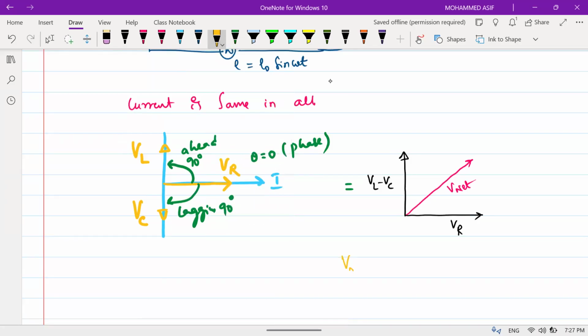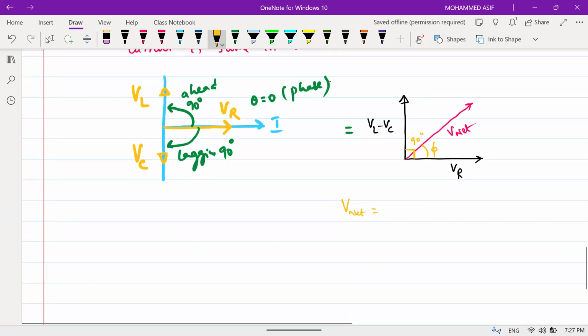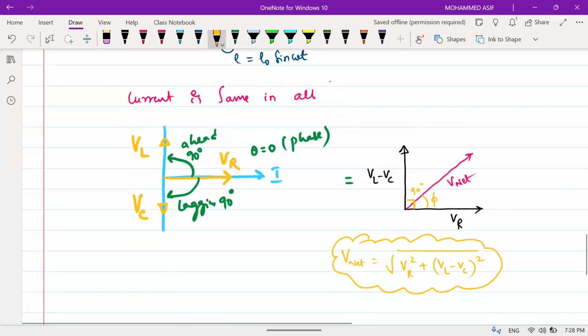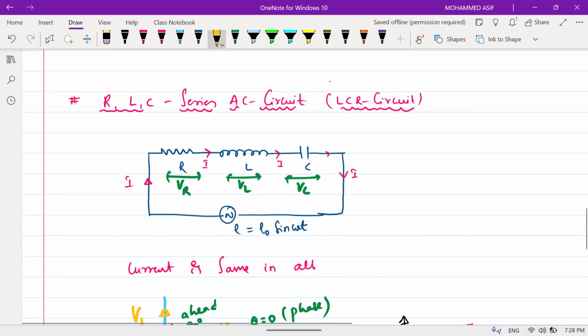V net will be given by the parallelogram law of vector addition. The angle between them is 90 degrees, and the resultant makes an angle phi. So V net equals the square root of VR squared plus the whole square of VL minus VC. Am I clear with this one?